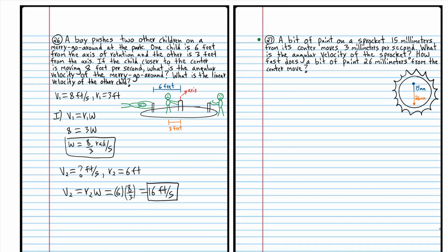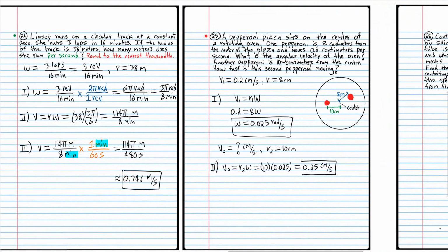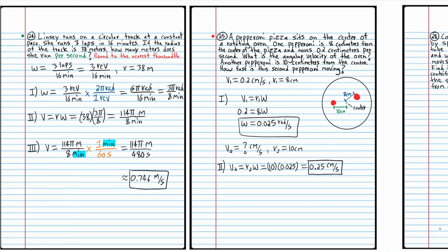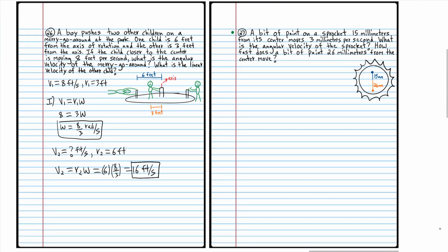Okay, so I want you to take a picture of number 25, and you can use number 26 to do 27. Go and attempt number 27. When you come back, we'll do it together.